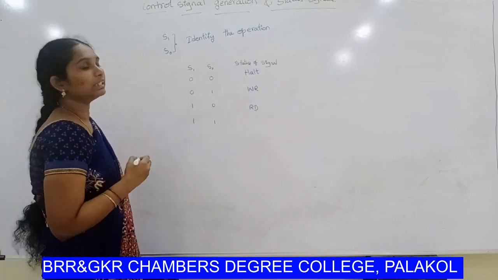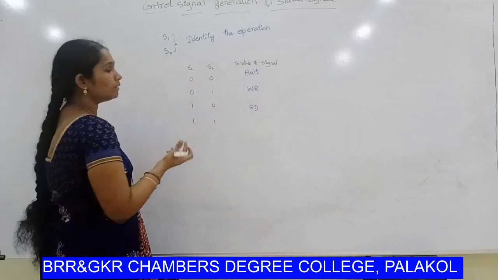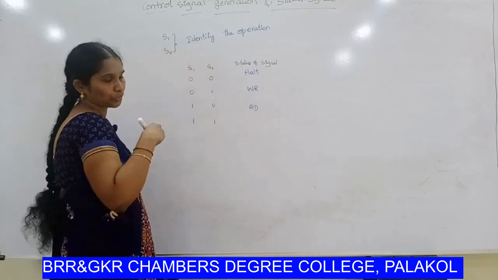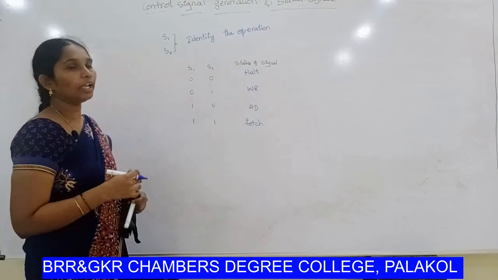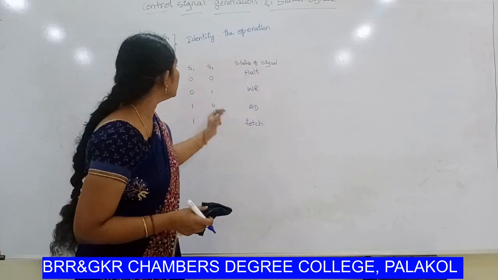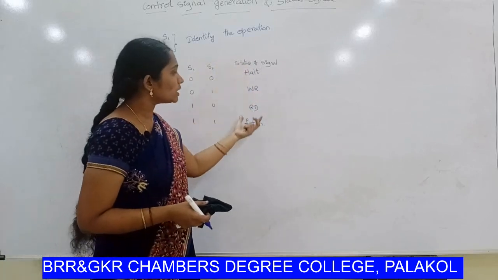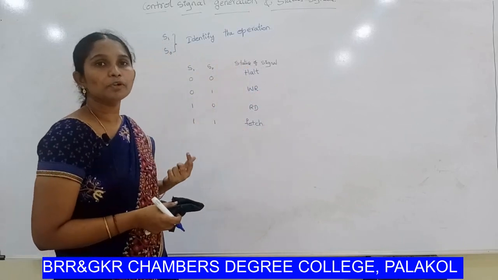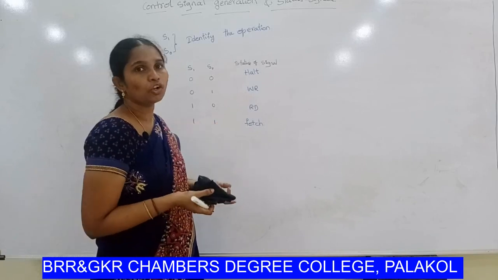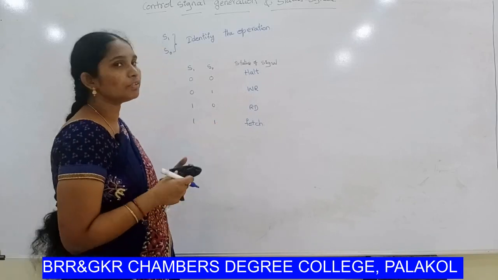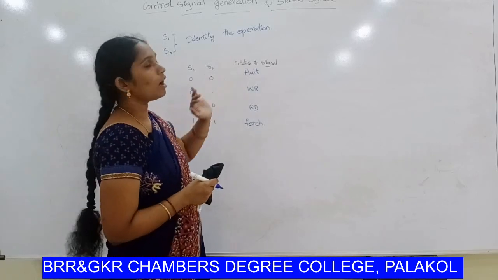Okay, and after that 1 1. So 1 1 is nothing but the microprocessor fetching the instructions. So it will be a fetch operation. Depending upon these status lines, we have to identify what operation the microprocessor has performed. Whether it performs the read operation or the write operation, whatever it may be, it will perform the fetch operation. But here the 0 0 condition is not used, it is a halt.